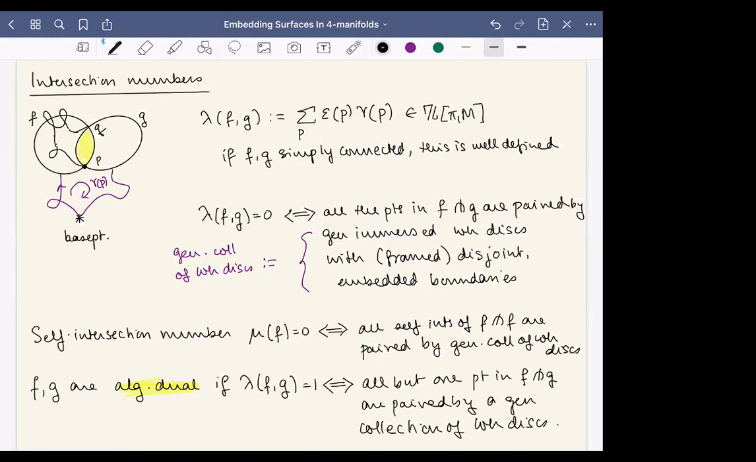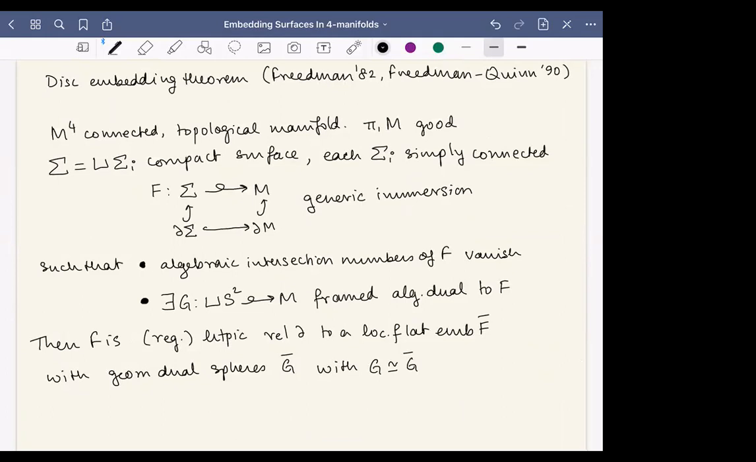So those are some definitions. That brings us back to the disk embedding theorem. And at this point, I've defined all of these terms. Any questions about the terms?